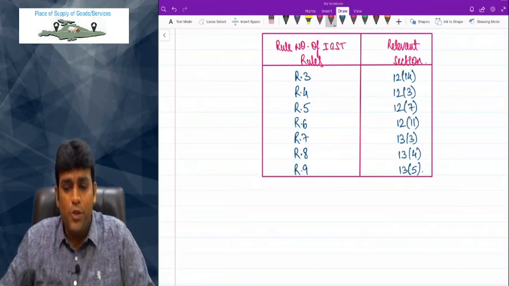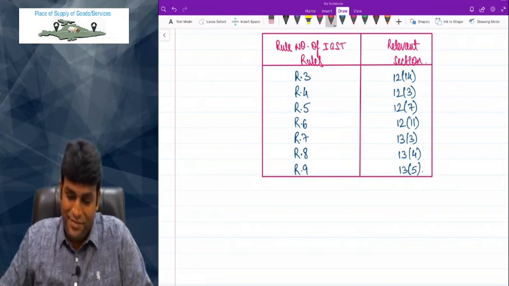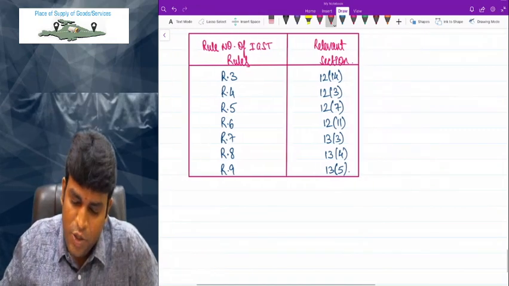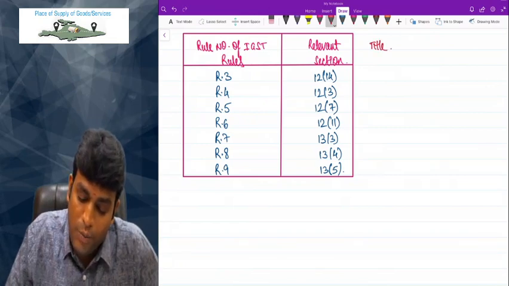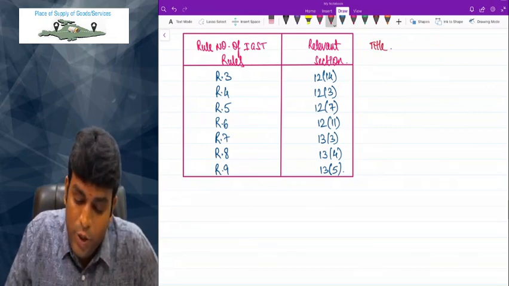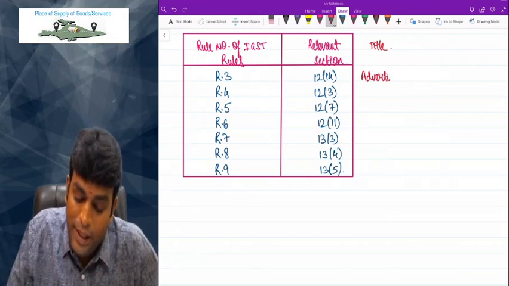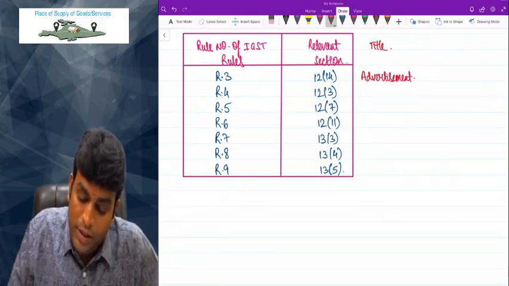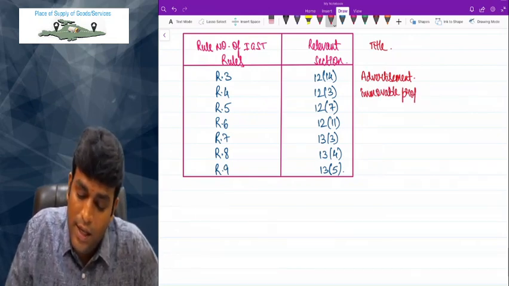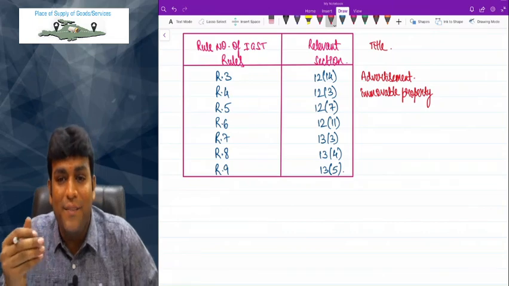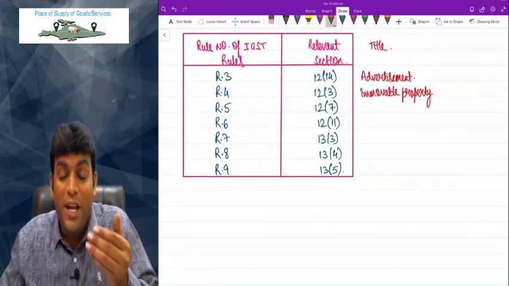Please keep this in your notes so that you will not get any doubt subsequently and you are very clear with the point. And just to clarify, we can also add one more column called title, and I can write 12.14 talks about advertisement and 12.3 talks about immovable property. Just one quick reference. So the point of this summary is that next time when you see, you should not take trouble at all.